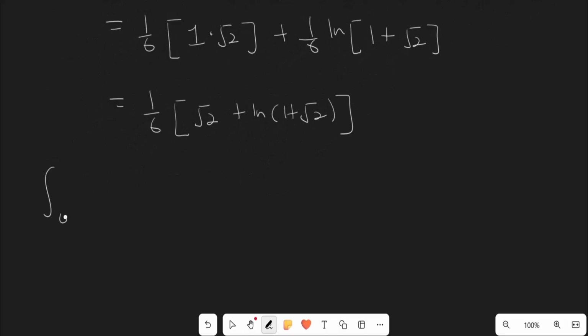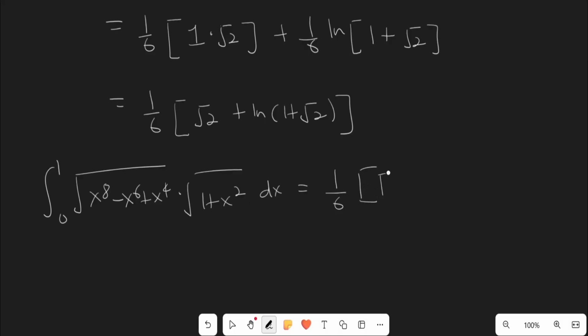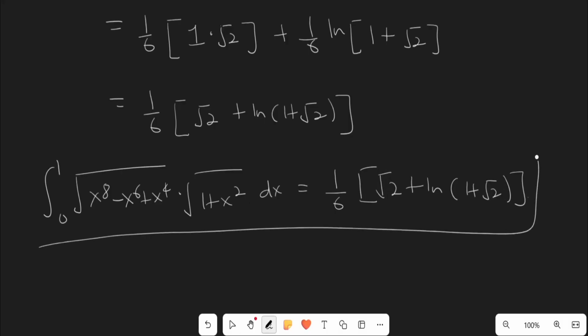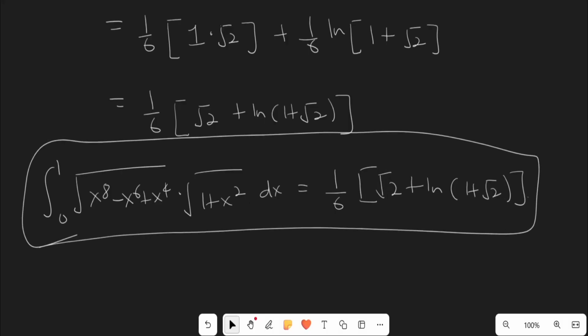Therefore our integral from 0 to 1 of the square root of x to the 8 minus x to the 6 plus x to the 4th times the square root of 1 plus x squared dx evaluates to 1/6 times the square root of 2 plus the natural logarithm of 1 plus the square root of 2. Yeah, so this is the value of our integral. I think this one is very long, considering that we are giving only 2 minutes for the regular session.